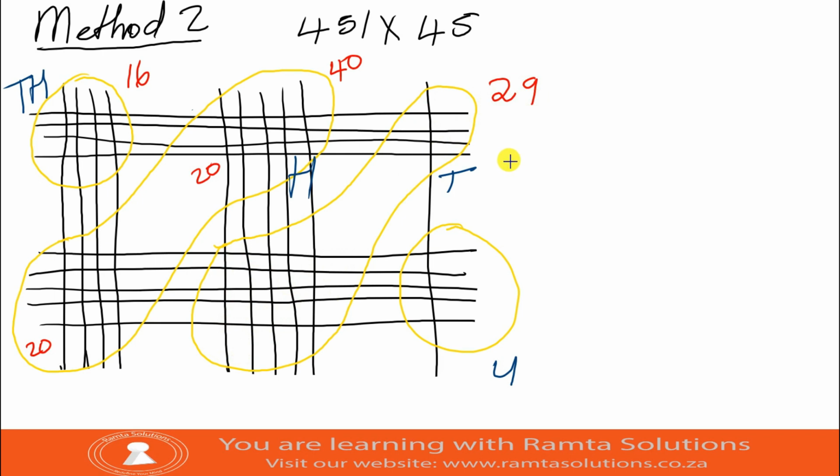Right? It must be 29. Now, the units. 1, 2, 3, 4, 5. Simply 5. Right? So the method, I'm going to show you the answer to this in 2 different ways.